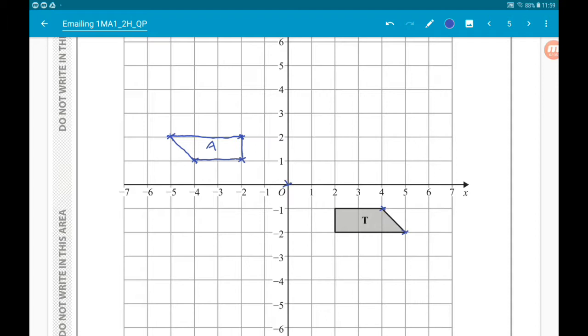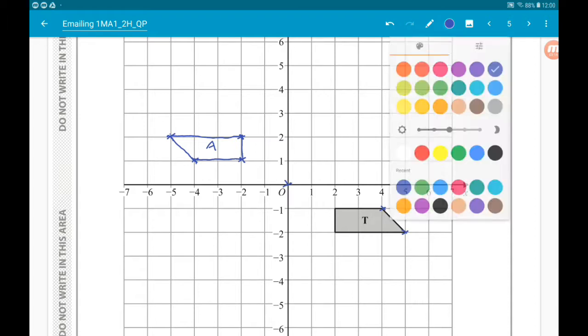Part B wants us to translate trapezium T by the vector -1, -3, and label the new trapezium B. So, vectors: the two numbers of a vector, the top number is the x vector, so -1 is telling us to go 1 left, and then the bottom number is the y vector, so -3 tells us to go 3 down.